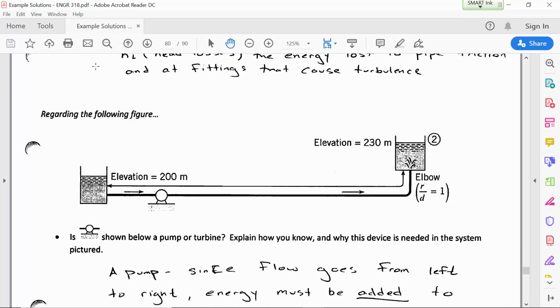And since the velocity is the same at all of these locations, the pipe diameter being constant, then we are allowed to just add up the K values and multiply it by the velocity head. And so 1.85 is the sum of the K values. And then you can multiply that by V squared divided by 2g.